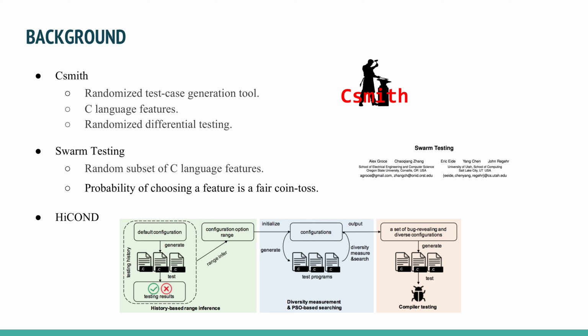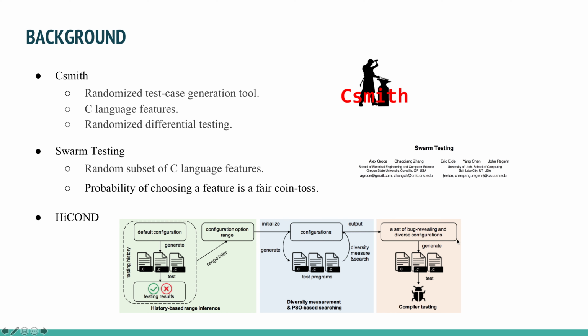Csmith supports configurable C language features in the form of inclusion and exclusion. However, it is challenging to know which configuration is effective to control the features of the generated programs. One approach is swarm testing, which configures Csmith such that test programs contain a random subset of the language features. In swarm testing, the probability of choosing a feature in a test program is a fair coin toss.